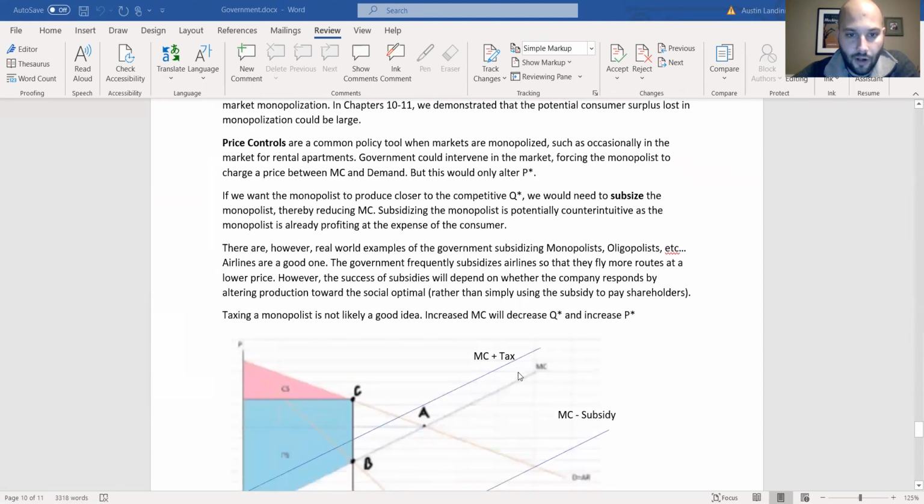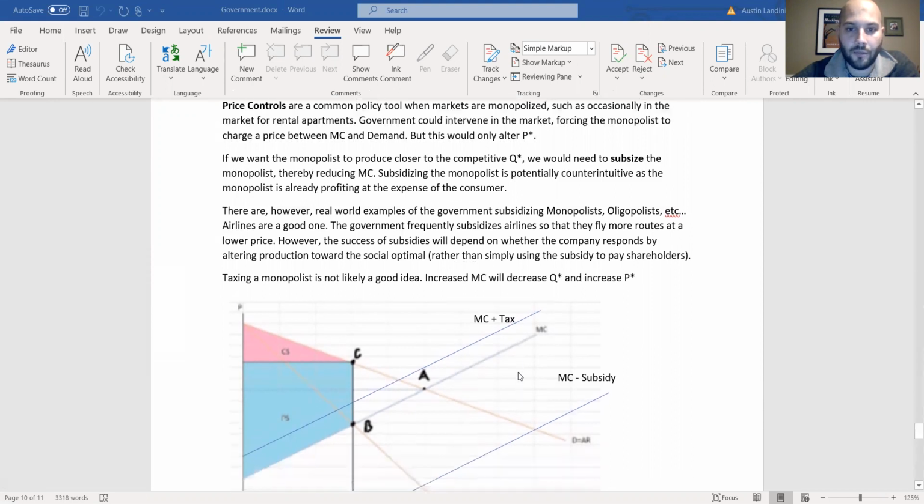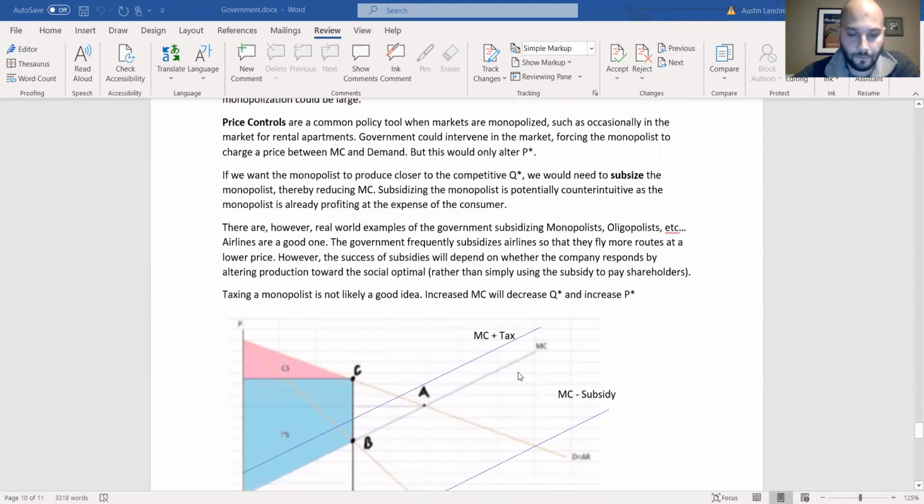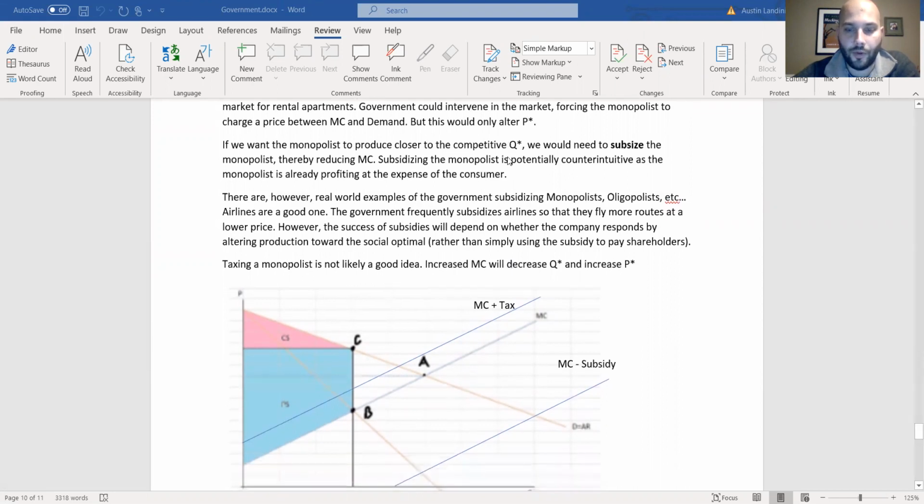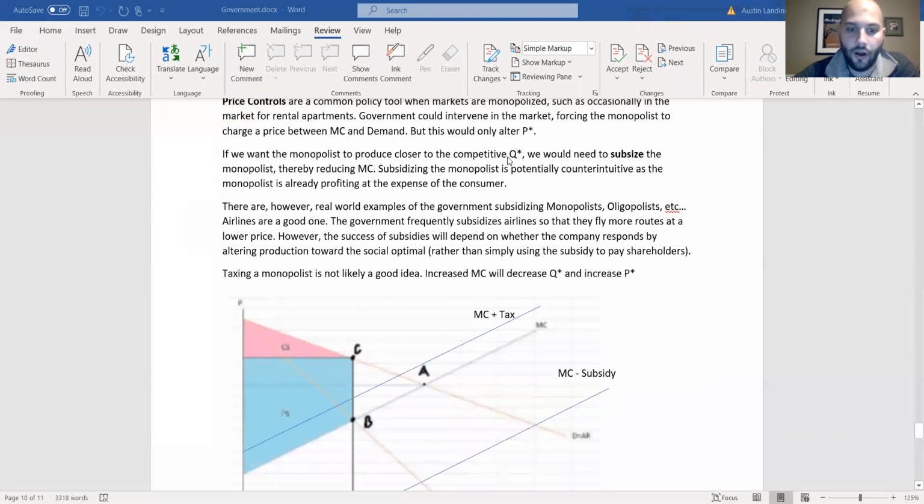Right, so one common policy tool when markets are monopolized is price controls. The government could intervene in the market, forcing the monopolist to charge a price between marginal cost and demand. But all this does is alter P star, the optimal price the monopolist charges. Generally speaking, because the price is going down, this isn't going to induce the monopolist to produce a larger quantity. And if you remember our definition of deadweight loss, it stems from there being a lower than the competitive quantity. So the question is, is it possible to induce the monopolist to produce closer to the competitive quantity?